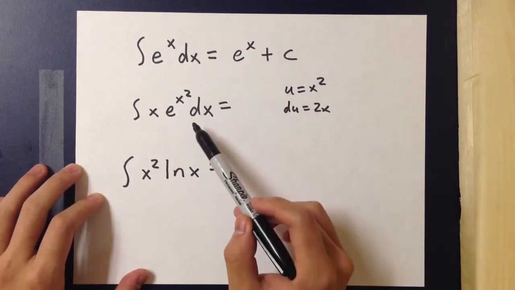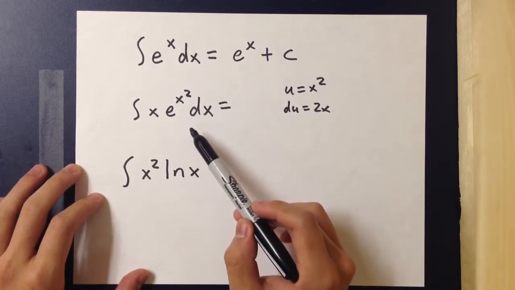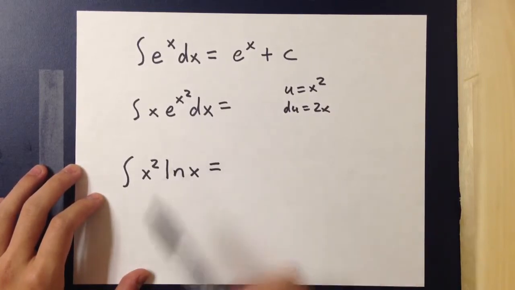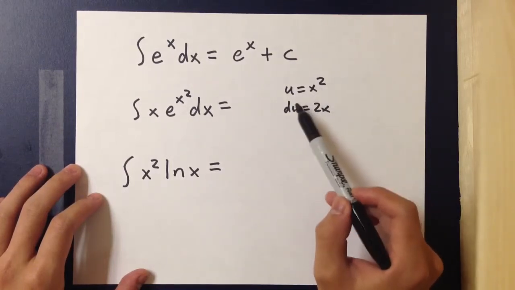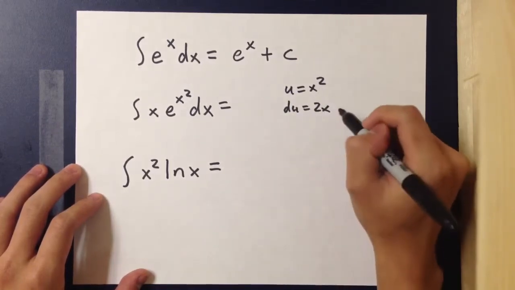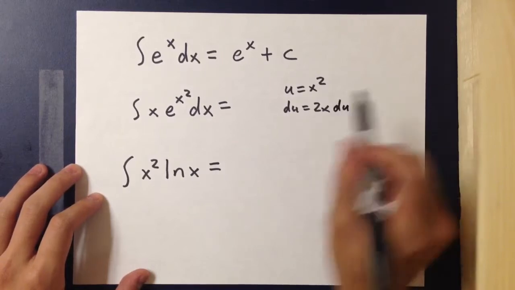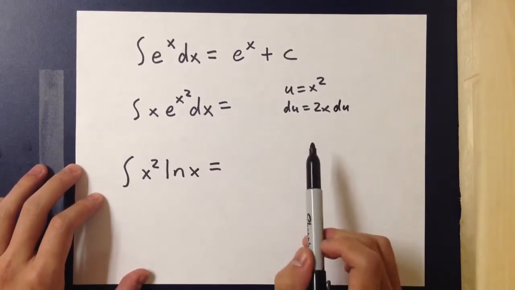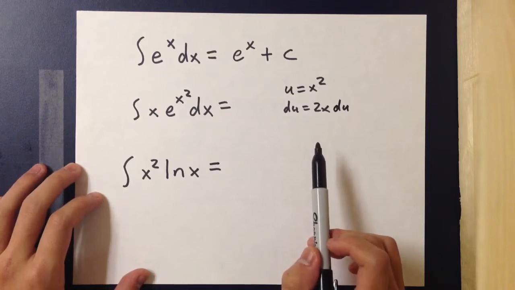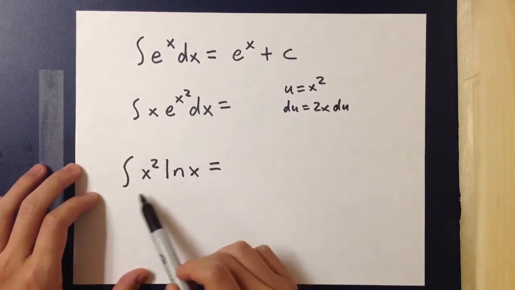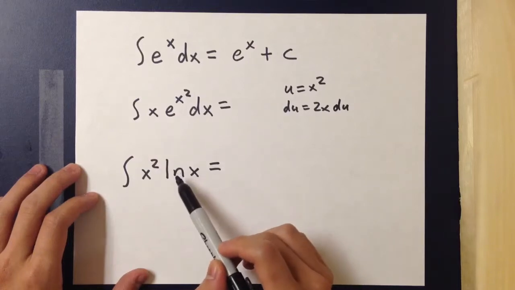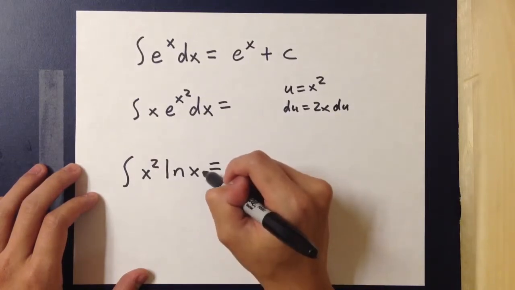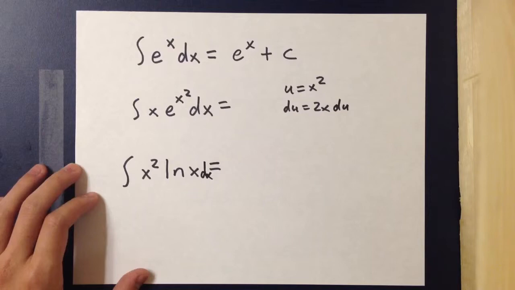The second one is solved by a method that we had learned in a previous video, which is u substitution. If you set u as x squared, du equals 2x dx, and this integral would easily then be able to be solved. But a problem arises when you see something like this, where it's the integral of x squared times natural log of x dx. How do we solve it?